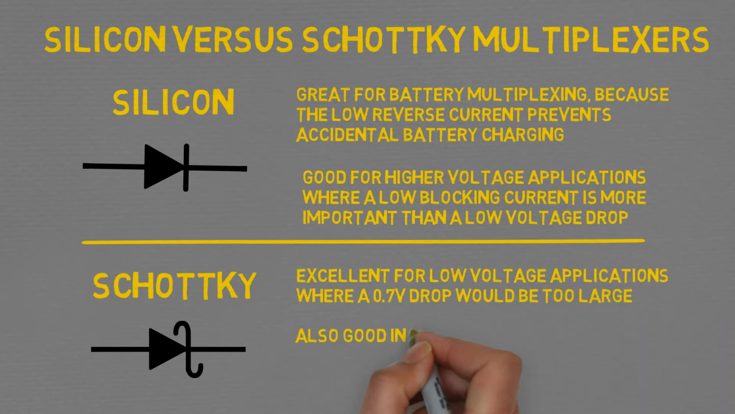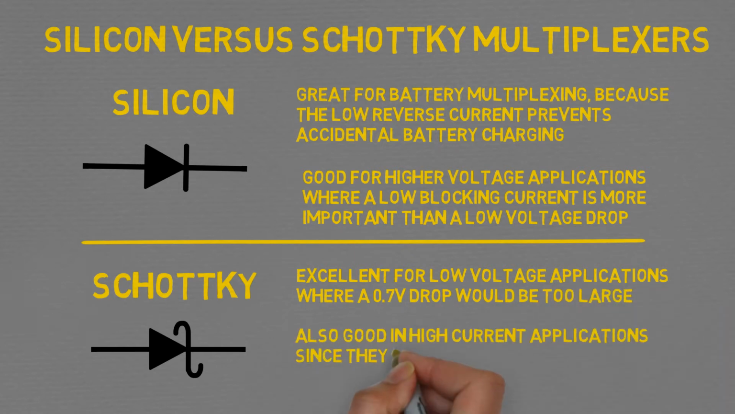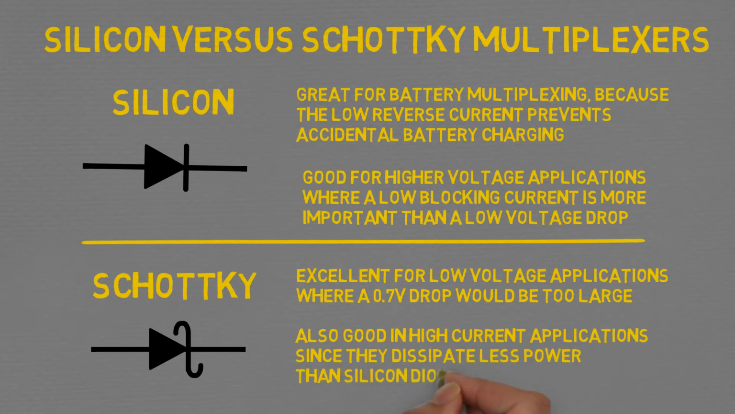They are also good in high current applications since they dissipate less power than the silicon diodes. This often means that you can use a smaller Schottky diode package to achieve the same currents, since the power dissipation is around half of a silicon diode.